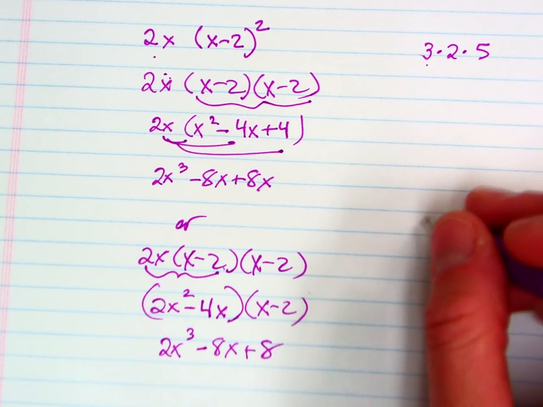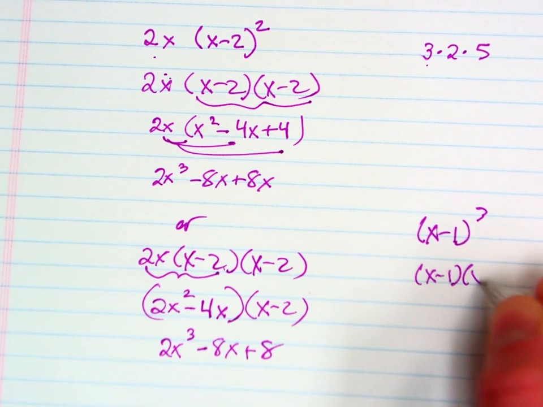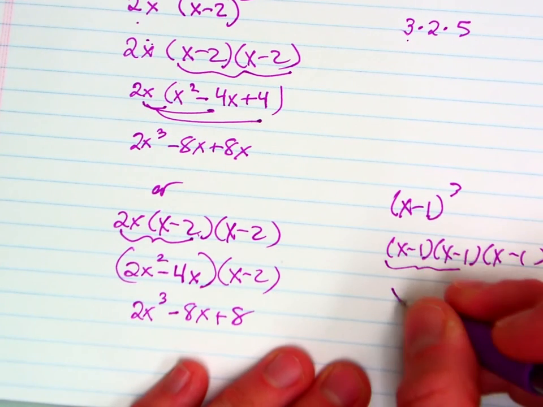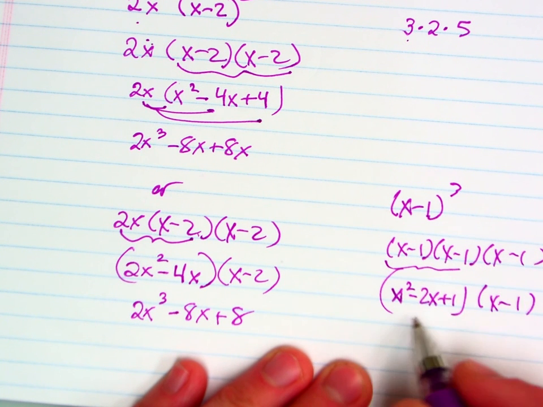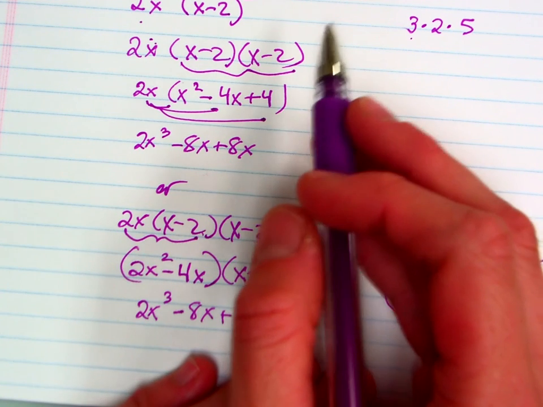The same thing would apply if I had to cube something. You would have 3 of these. So you would FOIL these first, and then you would do your trinomial times a binomial, as the method I described up here with the box method.